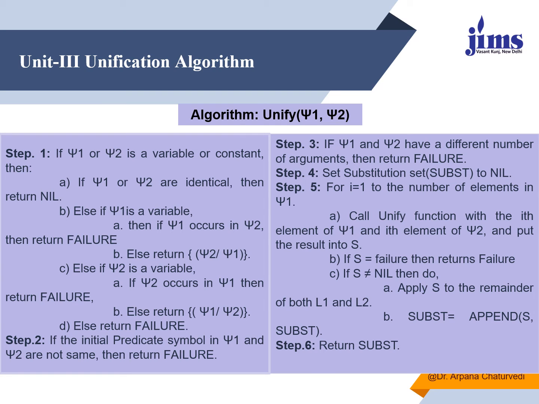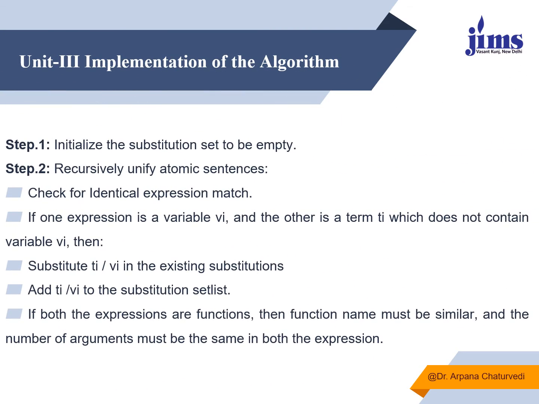So this is the algorithm. We will understand this better. Initialize the substitution set to be empty first of all. Now you have to recursively unify atomic sentences. You need to check for identical expressions first of all. If one expression is a variable vi and the other is a term ti which does not contain variable vi, then we will substitute ti for vi, where ti is a term and vi is a variable. And later on we can add ti/vi to the substitution set, which becomes a unifier.